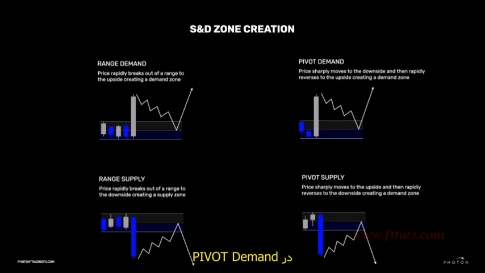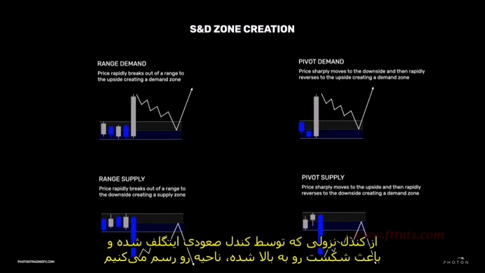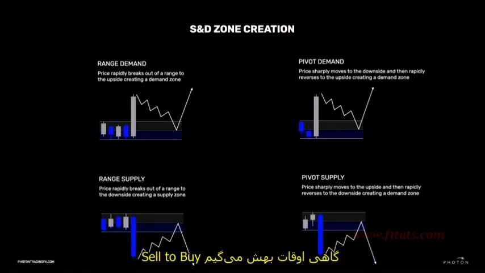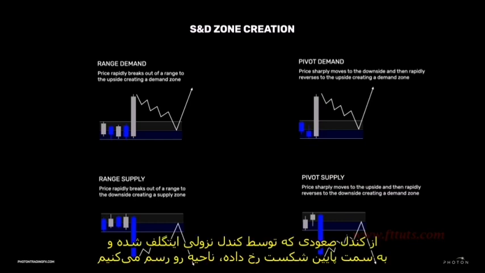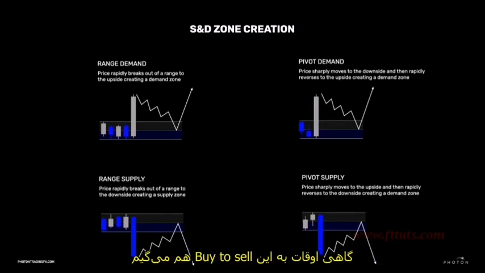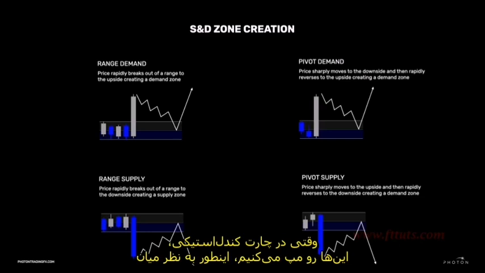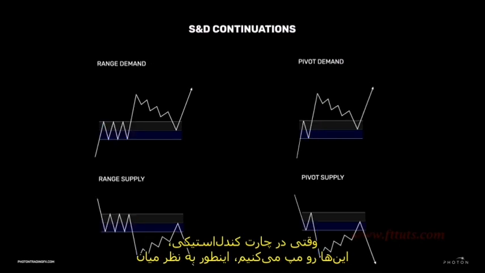For pivot created demand, we draw the zone from the bearish candles that are then engulfed by the bullish candle that breaks out to the upside. So we sometimes refer to this as the sell to buy. For pivot created supply, we draw the zone from the bullish candles that are then engulfed by the bearish candle that breaks out to the downside, and we sometimes refer to this as the buy to sell. So that's how they both look when we map these on our candlestick charts.